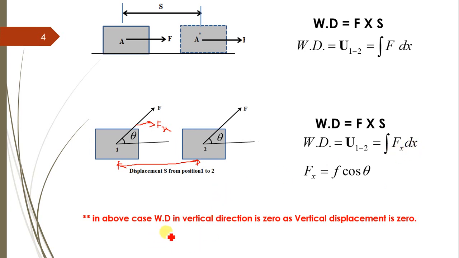Now in the above cases, work done in the vertical direction is 0, as the vertical displacement is 0, as there is only horizontal displacement. Therefore the work done is only in the horizontal direction. Here, if you consider the force in the vertical direction also, Fy, the displacement in the vertical direction is 0, therefore work done in the vertical direction is 0.